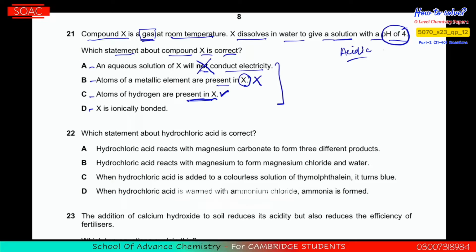Atoms of hydrogen are present in X. Yes, it is true. X is going to dissolve in the water and make an acidic solution. I mean, it is liberating H positive ions. So yes, it can have hydrogen atoms, which are basically changing into H positive ions. So C is the correct option. However, let me check D. X is ionically bonded. No, ionic compounds are not gases at room temperature. So again, it is incorrect. C is the correct option.